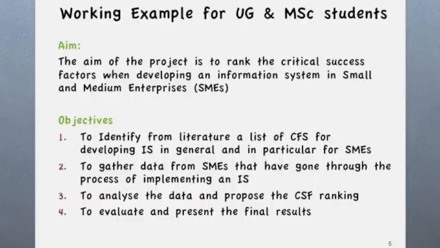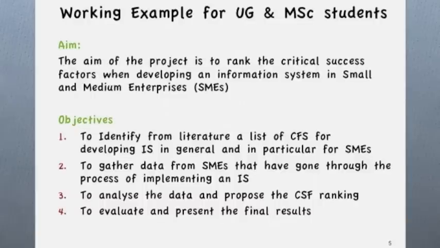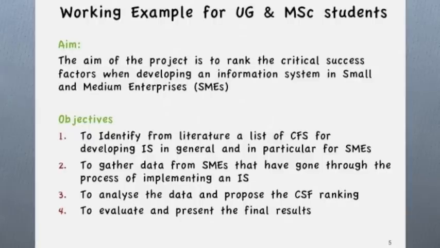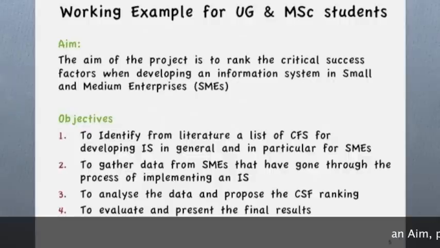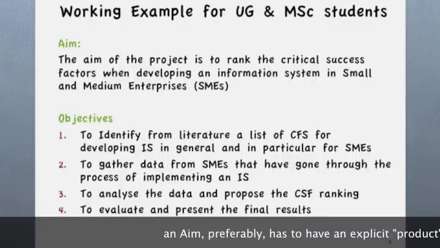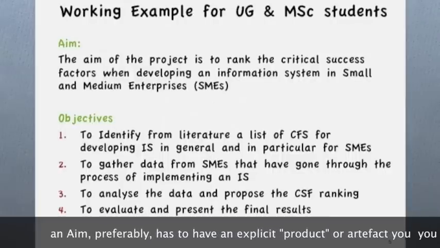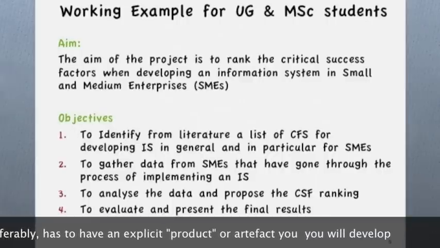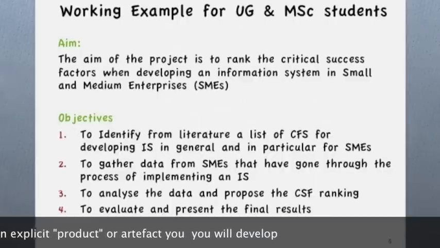The example that we have here is an example of an undergrad or an MSc project. The aim of this project is to rank the critical success factors when developing an information system in small and medium enterprises. What is very important from this aim is that it has to be defined in a way that you have an output. What will be the output of this research? The output would be the rank of the critical success factors. That's what I call a final product, or in my modeling technique I will call that artifacts. I will tell you that later on.